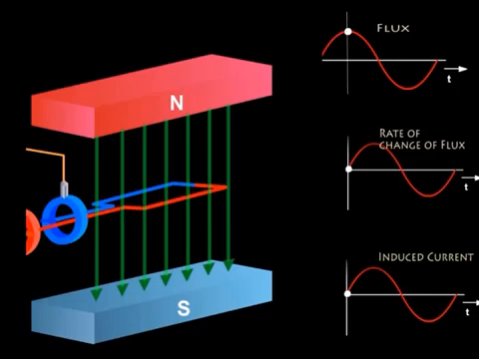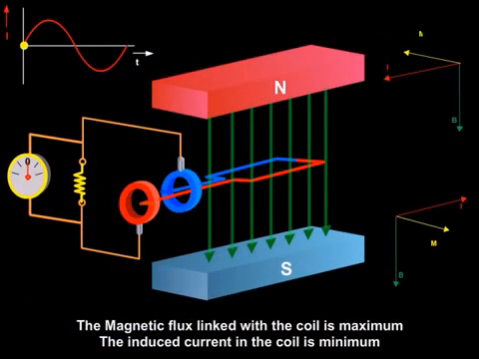As the coil rotates slightly in this position, the number of magnetic field lines passing through the surface of the coil remains high. There is not much change in the number of magnetic field lines passing through the surface of the coil during such a small rotation. That is, the rate of change of flux is minimum in this position. Therefore, the induced current is also minimum or zero in this position.